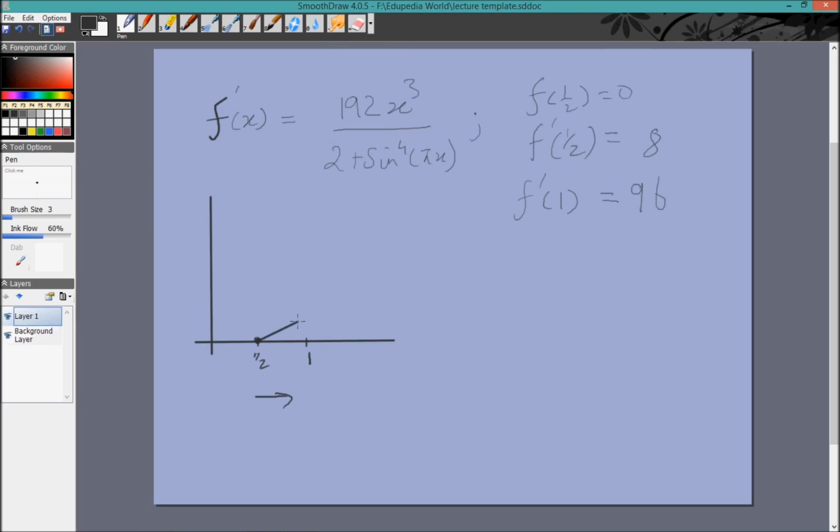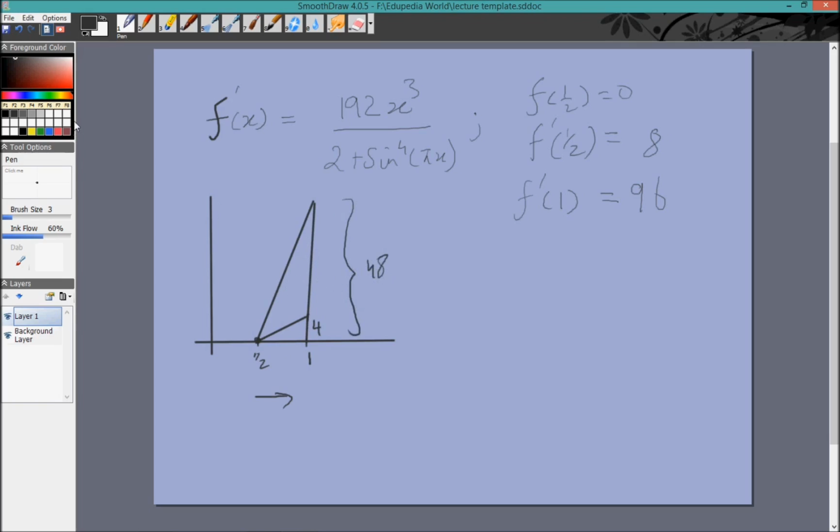In that case, the slope would be 8. I apologize, the figure is not really drawn to scale. The y-axis seems to be shorter than the x-axis. This side will be 4, because 4 divided by half will be 8, right? So this would be the function if the slope were 8 everywhere between half and 1. This would be the function if the slope were 96 everywhere between half and 1, right? This total thing would be 48, and 48 divided by half would be 96.